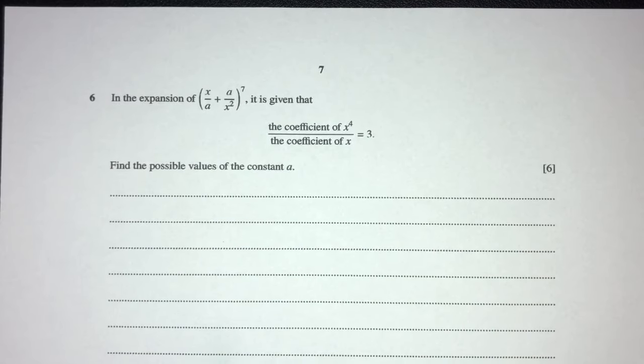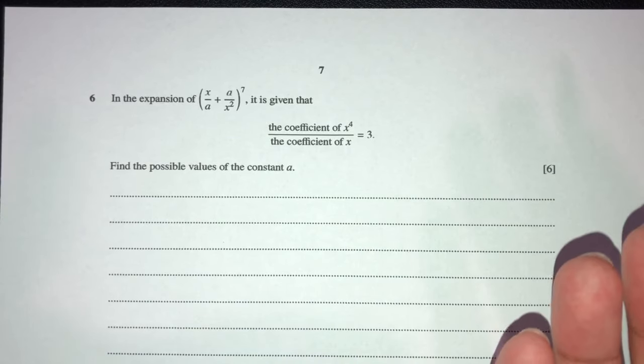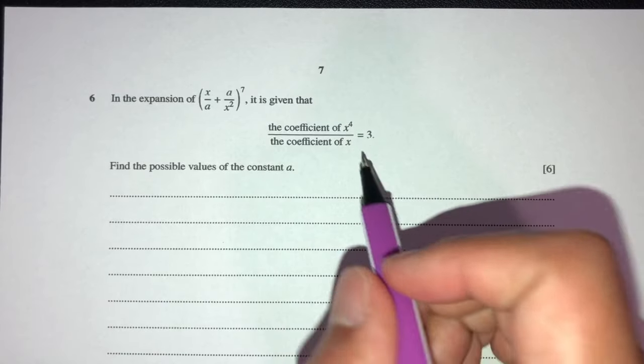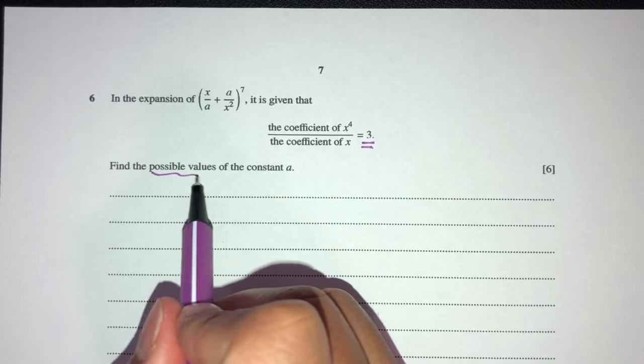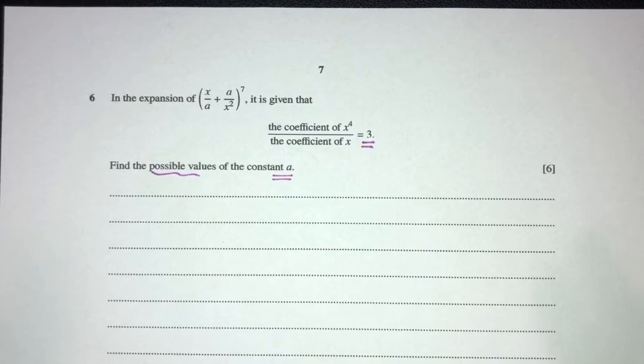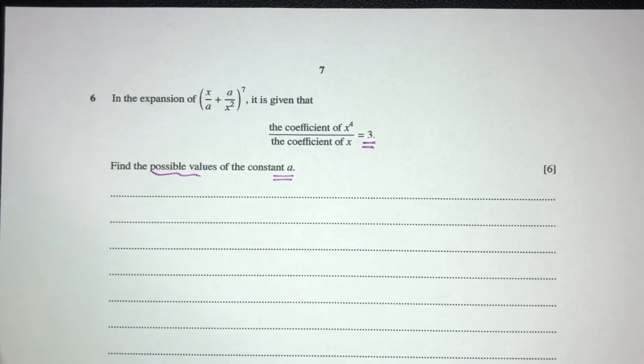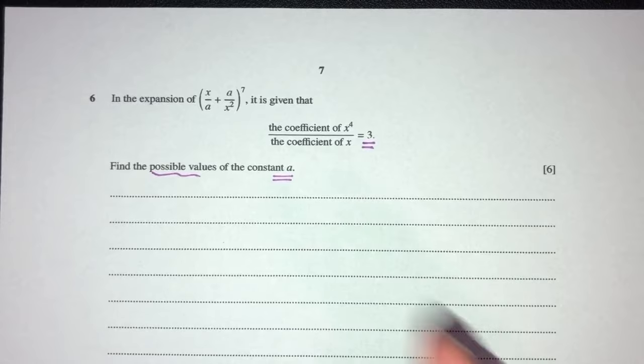Now let's move on to question number 6. So in this expansion, it is given that the coefficient of x to the power 4 over that of x is 3. Now use this information to find the possible values of a. So we have more than one value of a in the answer for this question. Now, so one by one, we have to first expand this.